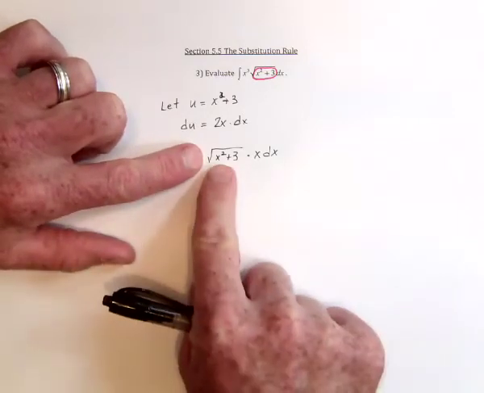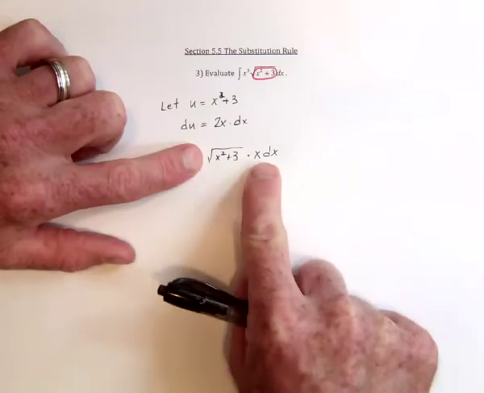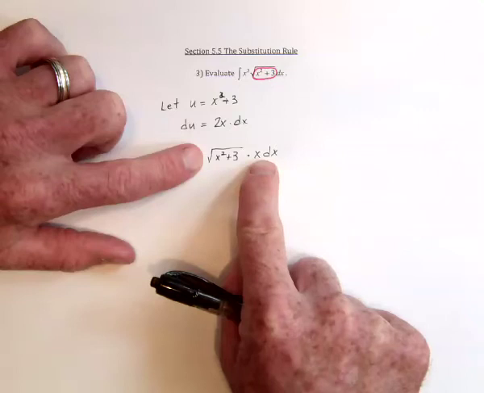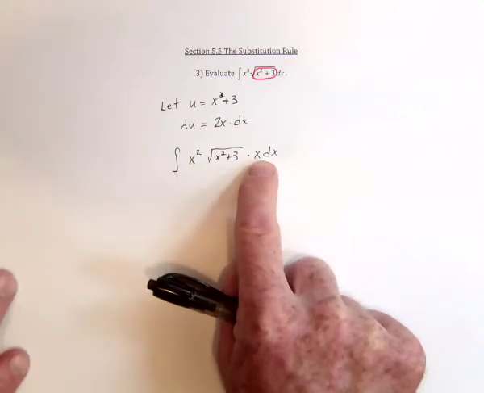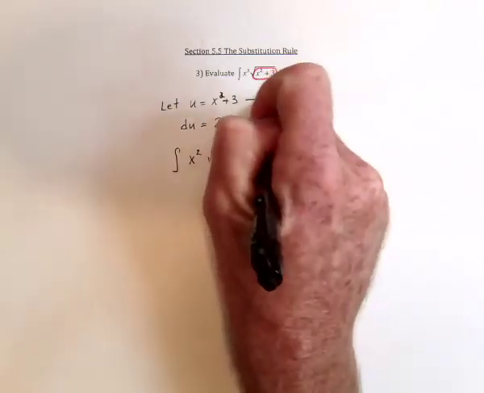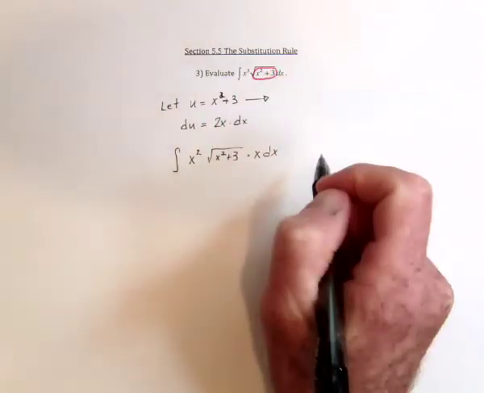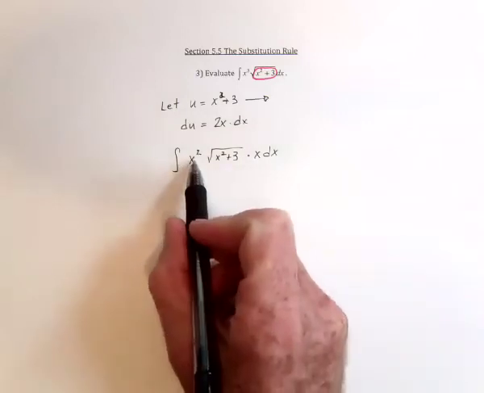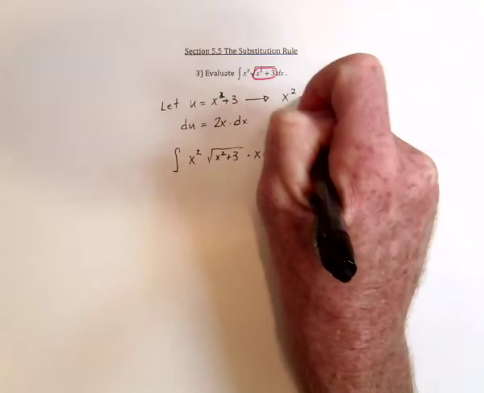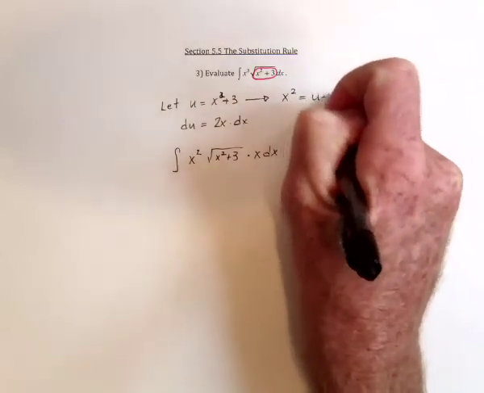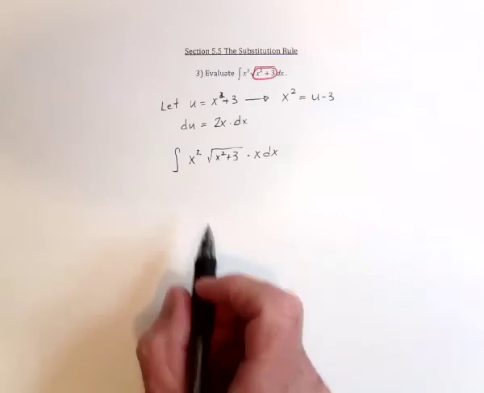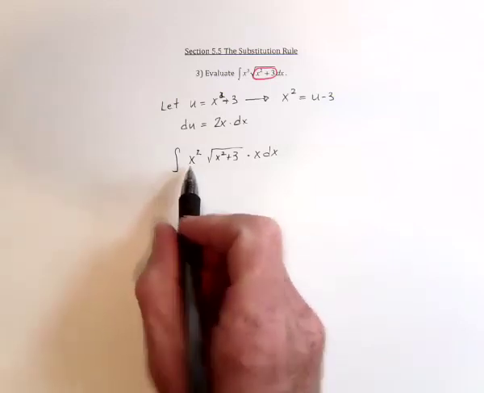This is going to be the square root of u. Once I divide by 2, this is going to be 1/2 du. But then there are these extra x's. So what we need to do is go back to the u substitution and find out, well, what does x equal? Or in this case, what does x squared equal? So just subtract 3 from both sides, and x squared is equal to u minus 3. So this is going to be replaced with a u minus 3.